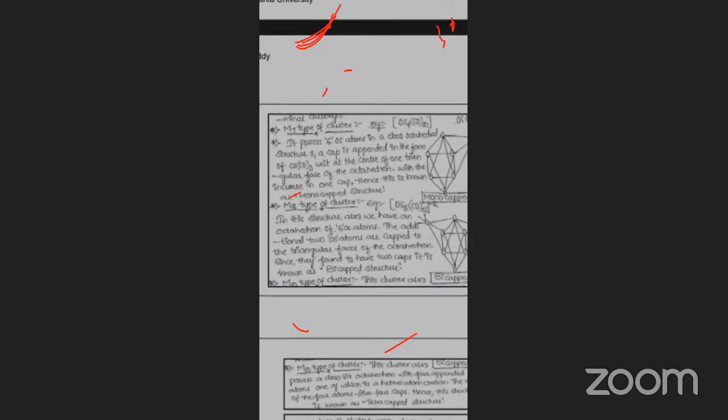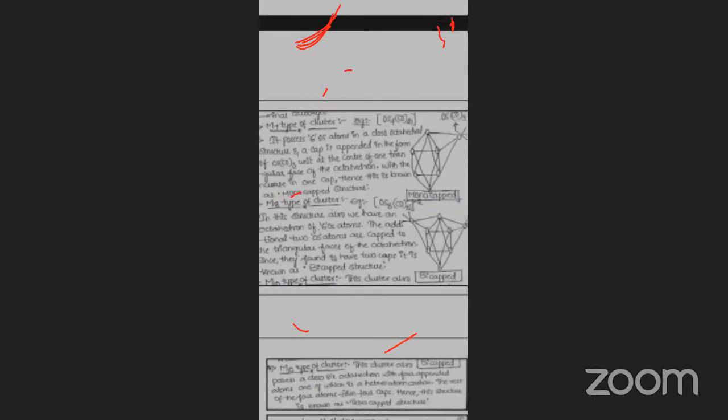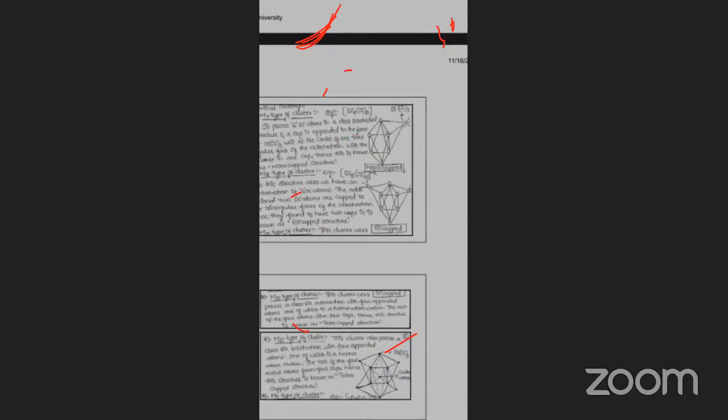One triangular face of an octahedron has an increase of one cap, and that is known as the monocapped structure. Here it is clear: in this octahedron, one Os(CO)3 unit is increased. That is called monocapped.